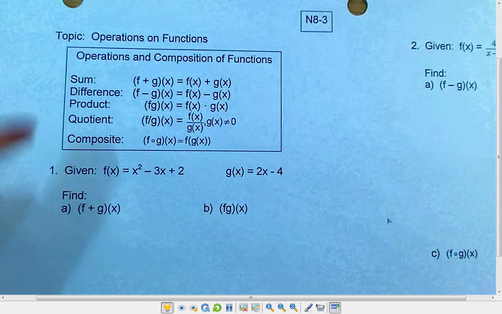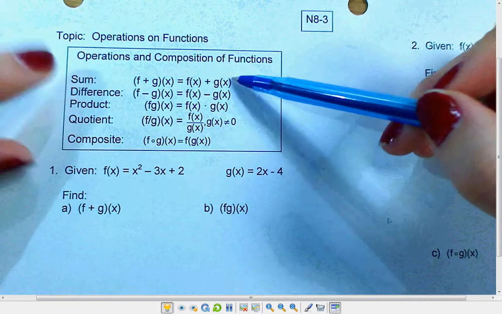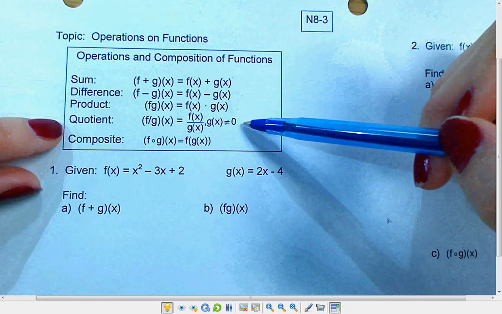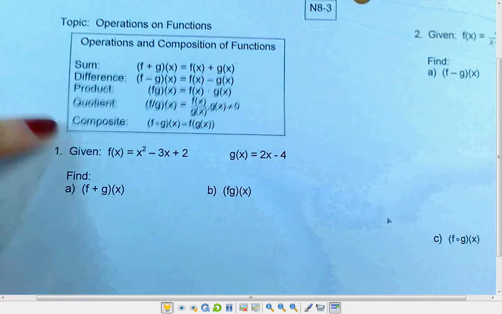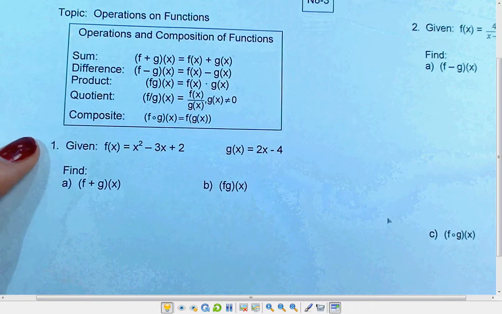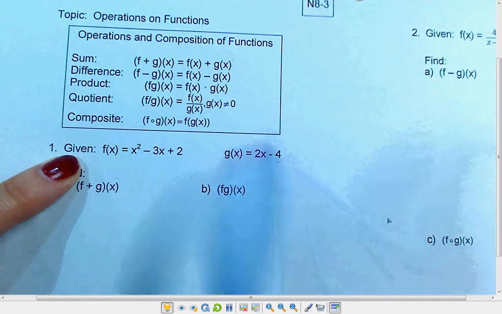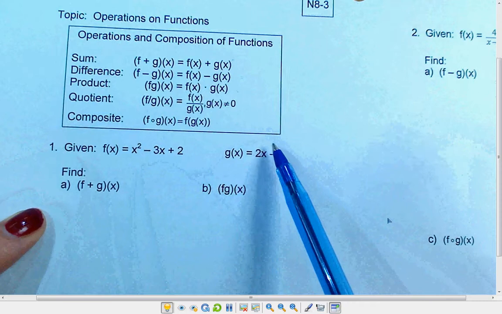We're learning about operations on functions. So we're going to be adding, subtracting, multiplying, and dividing functions, as well as finding compositions, which is when we plug one function into another. So let's start off with an example that's just polynomial. So this is a quadratic, this is a linear function.